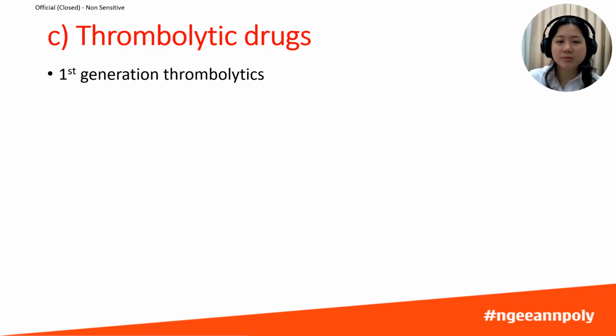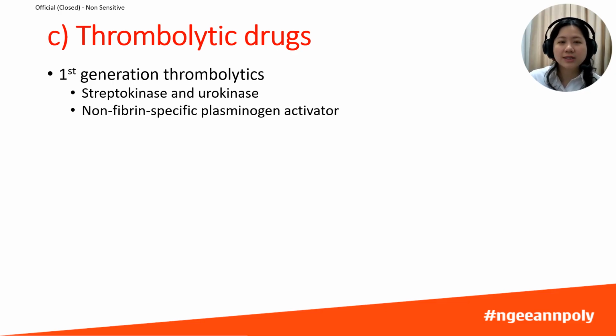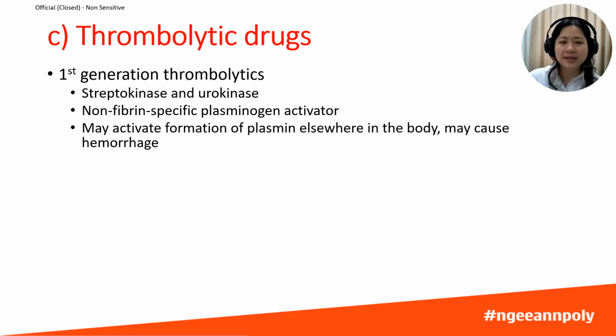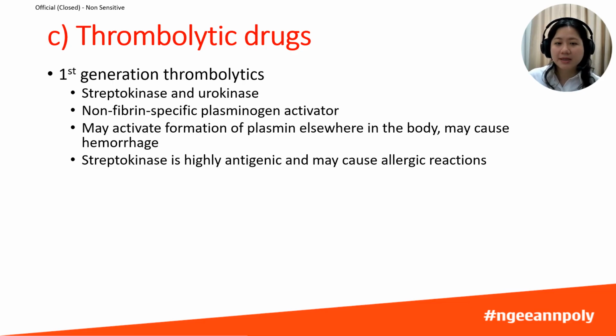The first generation thrombolytics are streptokinase, which is produced by streptococci bacteria, and urokinase, which is formed by the kidneys and found in the urine. These drugs are non-fibrin-specific plasminogen activators, meaning they do not require the presence of fibrin to start converting plasminogen to plasmin. Hence, there is a risk that they may activate the formation of plasmin in other parts of the body besides the clot and cause bleeding complications. Being a bacterial protein, streptokinase is highly antigenic and it may cause allergic reactions in some people.